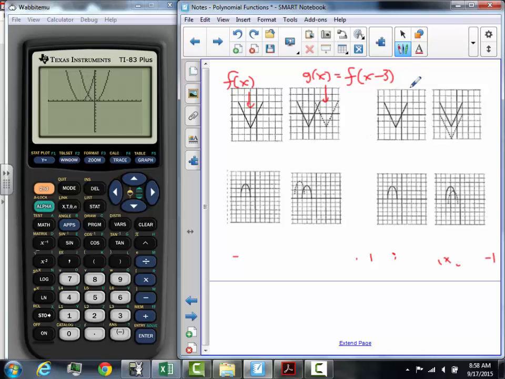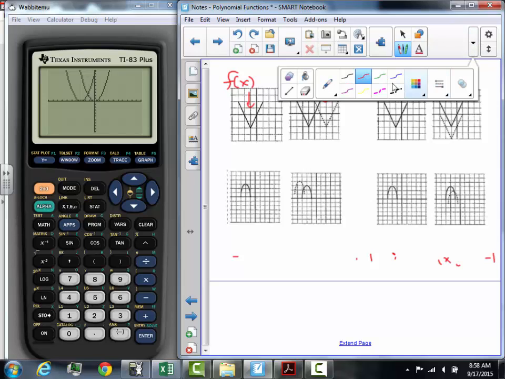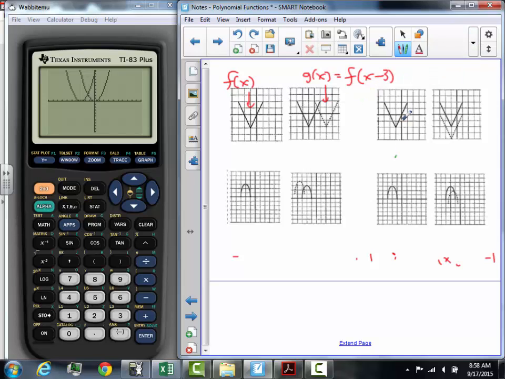We do the same thing here. Let's say I'll do a new color here. Let's say that this graph right here we call f of x. Then it means that this graph right here is f of x minus 2. Why? Well, it's 2 further down.